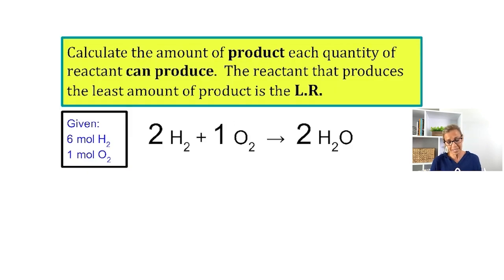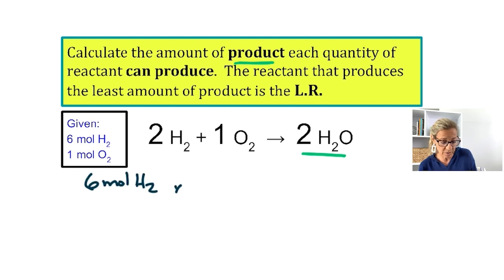So here's our example again. And what I want to do is find the amount of product. Now, what's my product? My product is water. So I want to start with those 2 given reactants and go to moles of product. So I'm just going to need to use a couple mole ratios. I'm going to do it for hydrogen, and I'm going to do the same thing for oxygen.